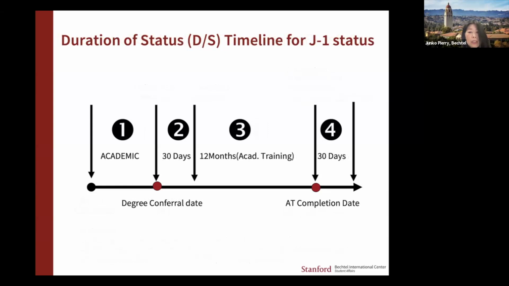If you're coming here as a J1 student, this is the duration of the status. Once you complete your program, then you have up to 12 months of academic training where you can work in the US in the field of your study. And then after the academic training, you have a 30-day grace period.